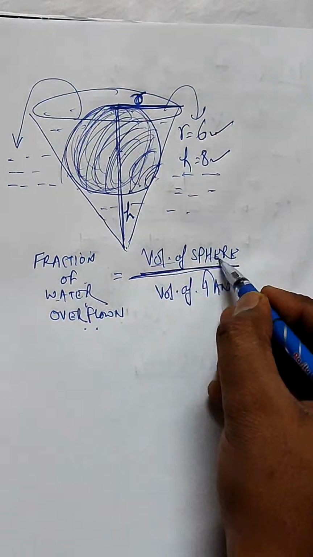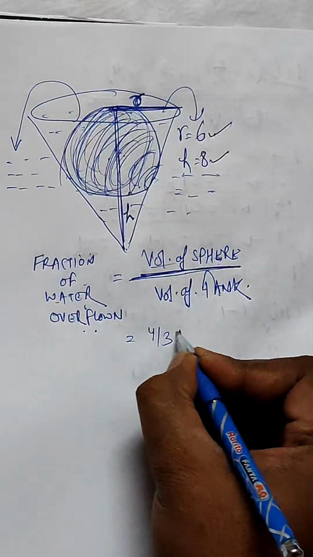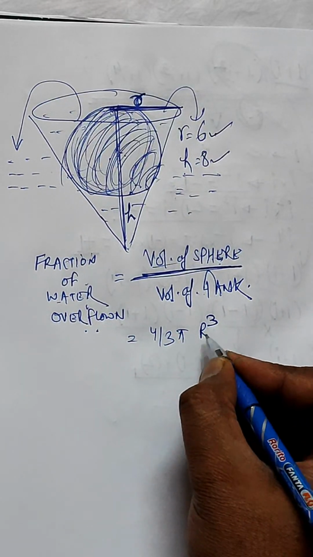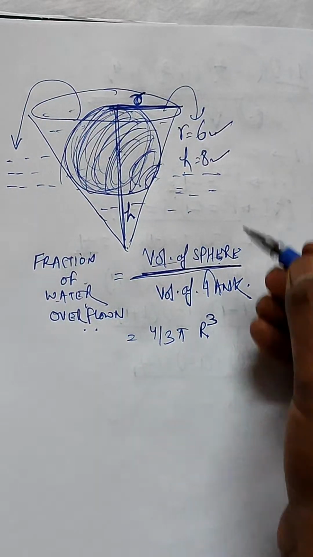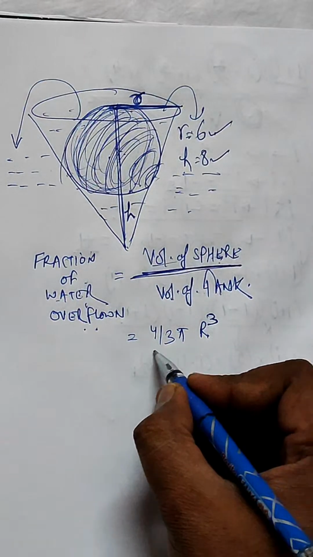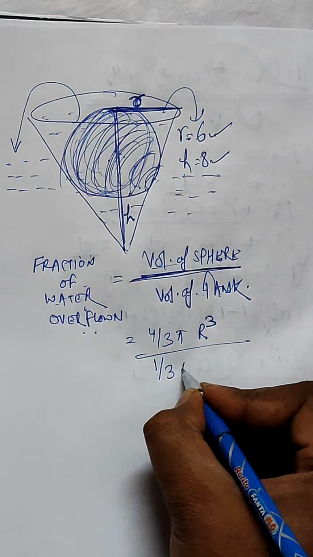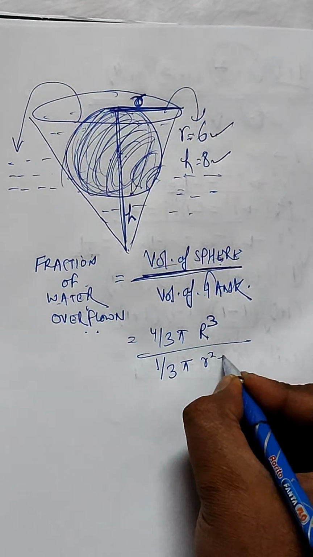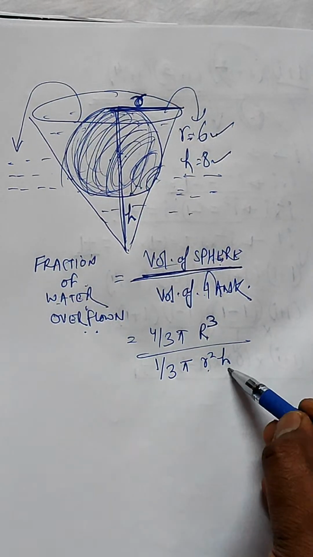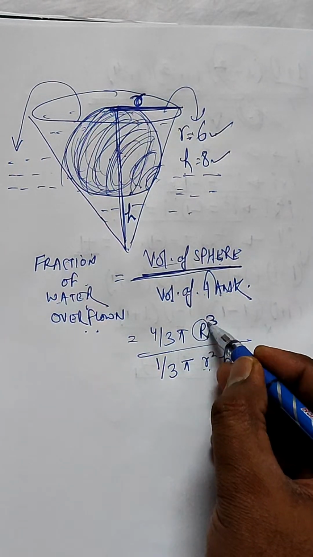The volume of a sphere is given by 4 by 3 pi R cube. Mind it, here I have taken capital R. Don't confuse between this capital R and a small r. These are two different parameters. And the volume of the tank, which is a right circular cone, is 1 by 3 pi r square h. Students, here we know the values of r and h, but we do not know the value of this capital R.